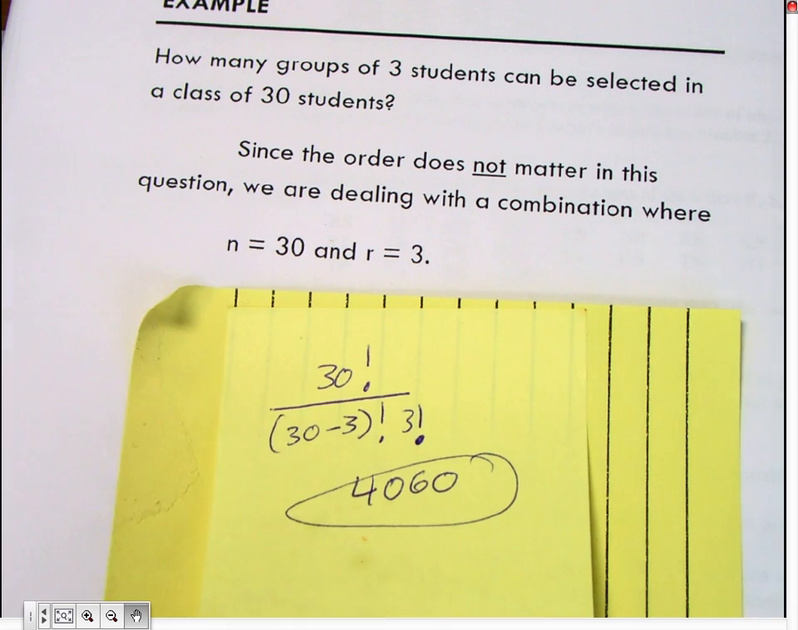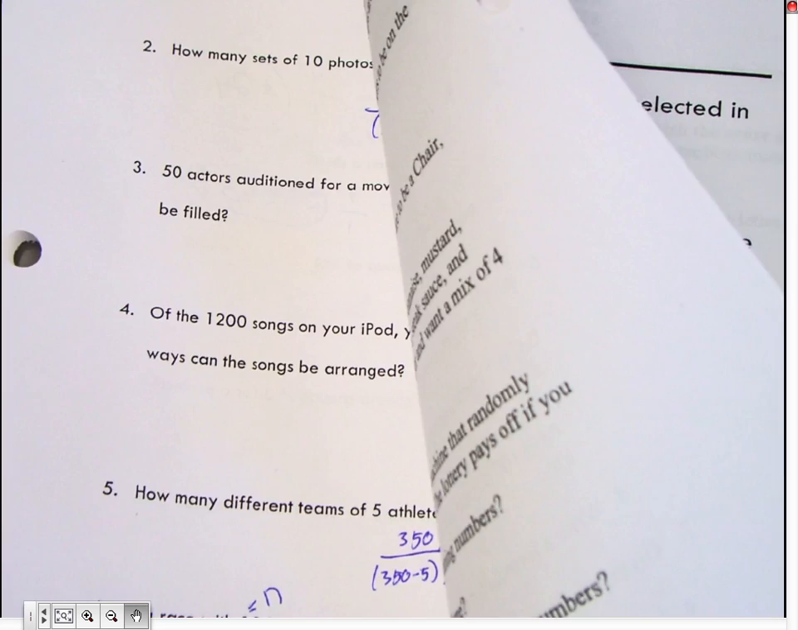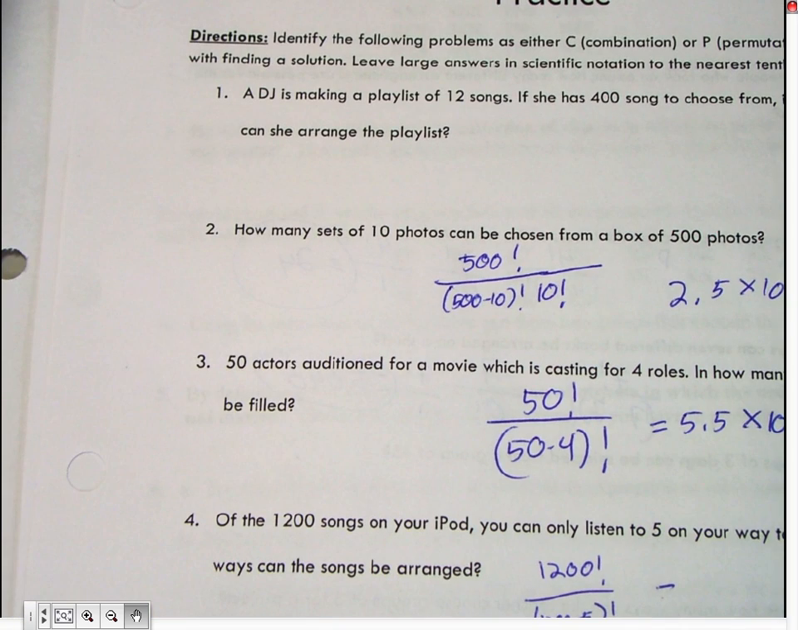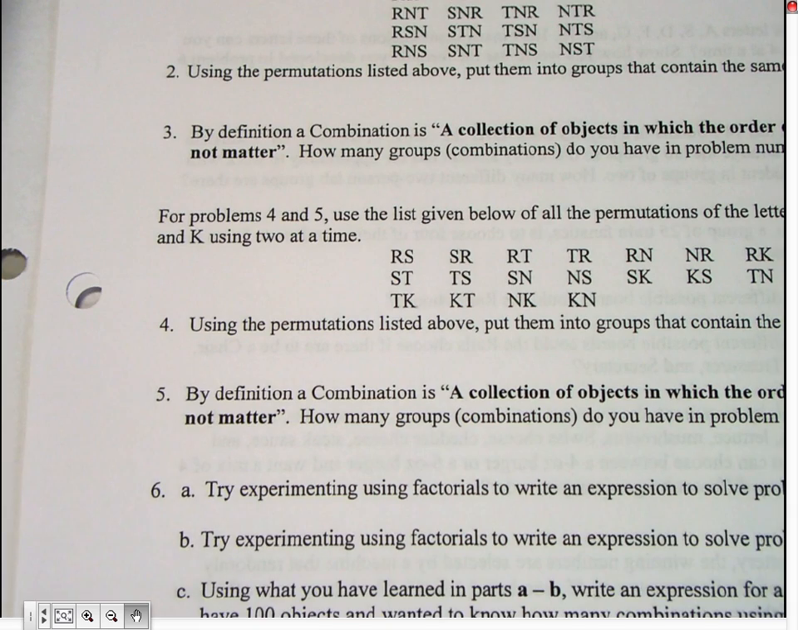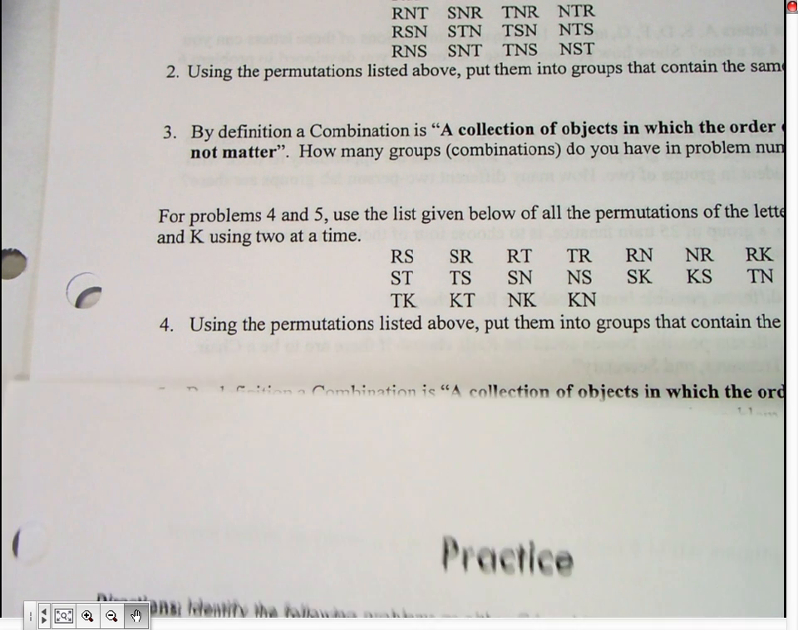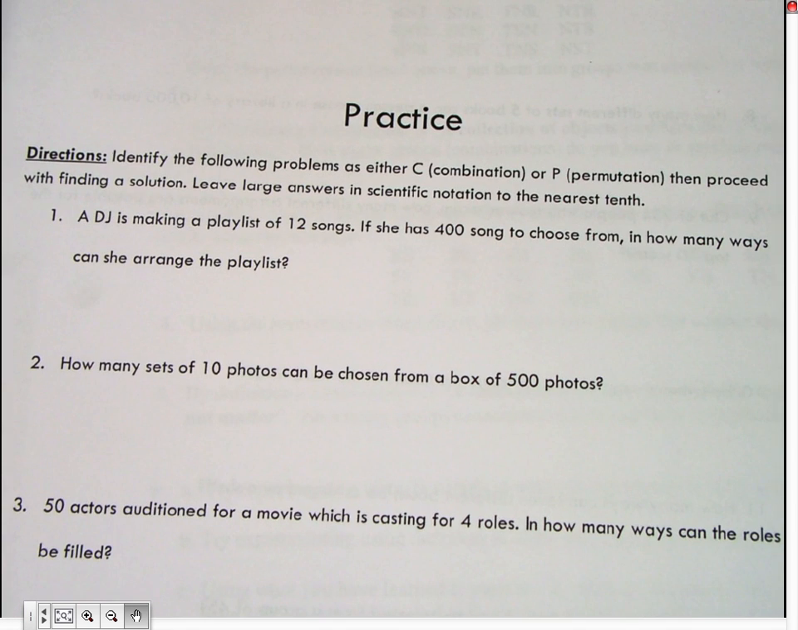Okay, so let's pull back out last night's homework. And we're going to do the ones that are combinations. Number 1 was a permutation, but number 2 was a combination. So let's do number 2.